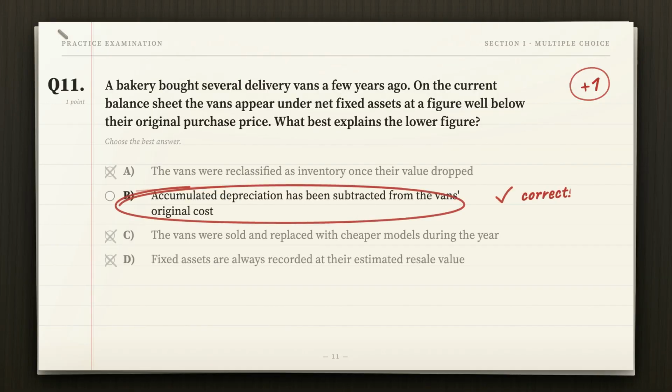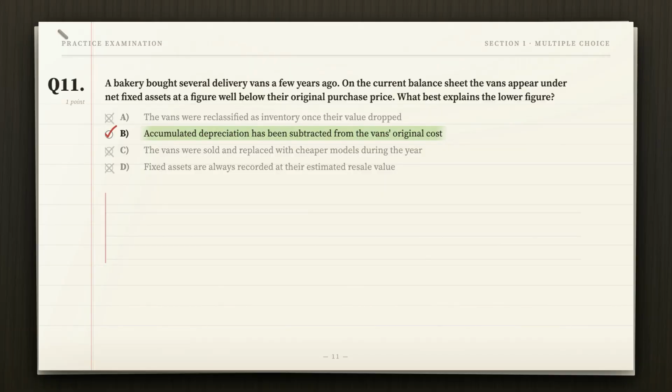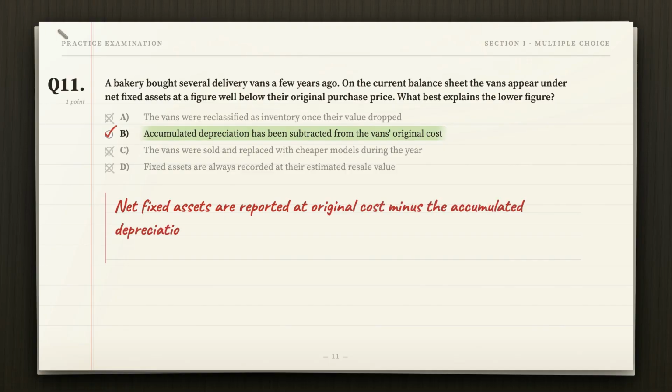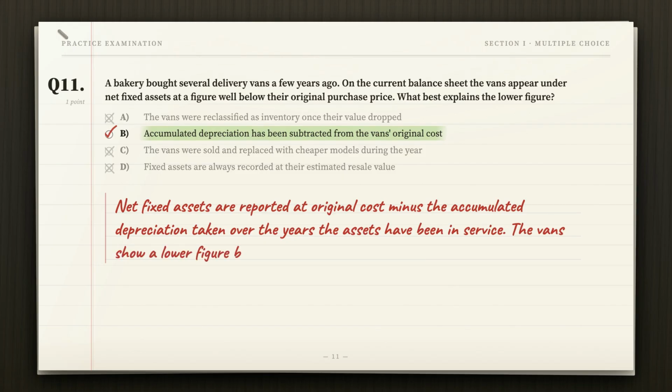Accumulated depreciation has been subtracted from the van's original cost. B is correct because net fixed assets are reported at original cost minus the accumulated depreciation taken over the years the assets have been in service. The vans show a lower figure because depreciation has steadily reduced their book value.